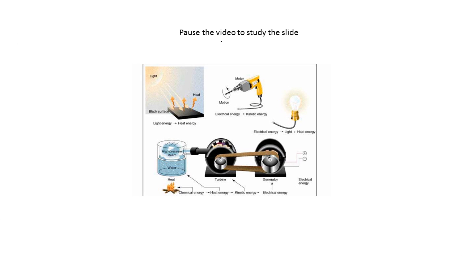The law of the conservation of energy states that energy cannot be destroyed or created. It can only be changed from one form to another or transferred. In the diagram, you can see how the different types of energy are transferred or transformed. Take a few minutes and study the slide.